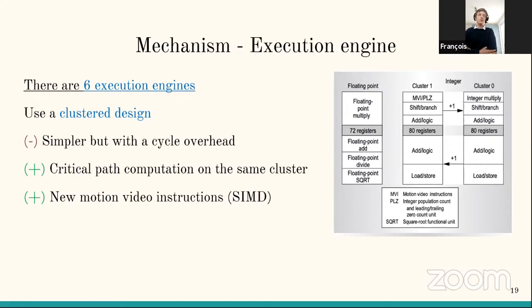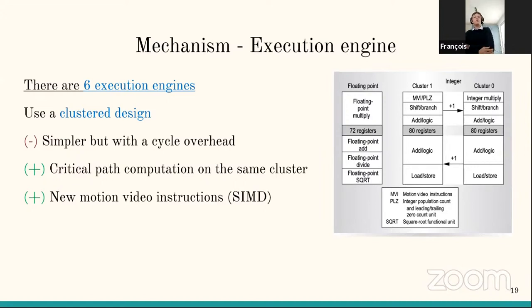As I said, they use a clustered design. This design makes everything simpler, but there is one cycle overhead if you need to send some data from the first cluster to the second, or from the second cluster to the first one. And yes, this is a small overhead. However, it's not a big issue since the critical path computation will often be on the same cluster. So it's not a very important issue, this one cycle latency.